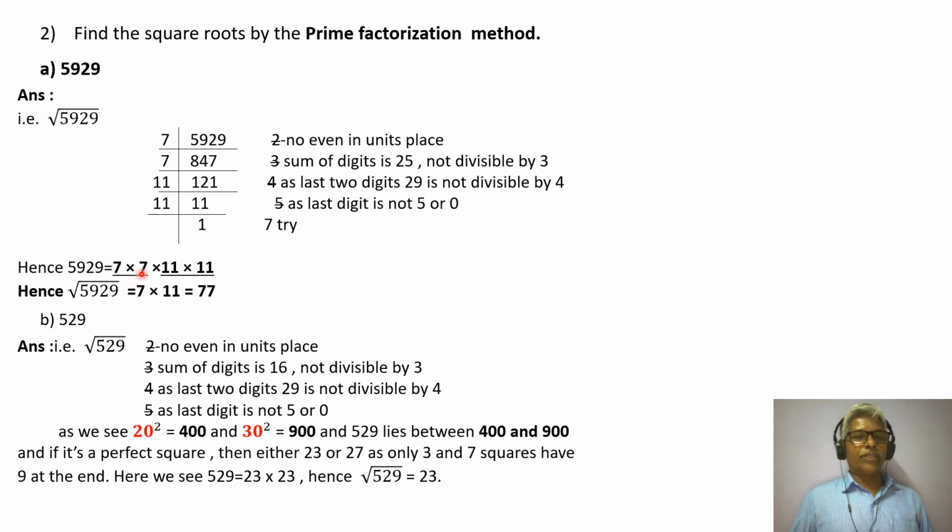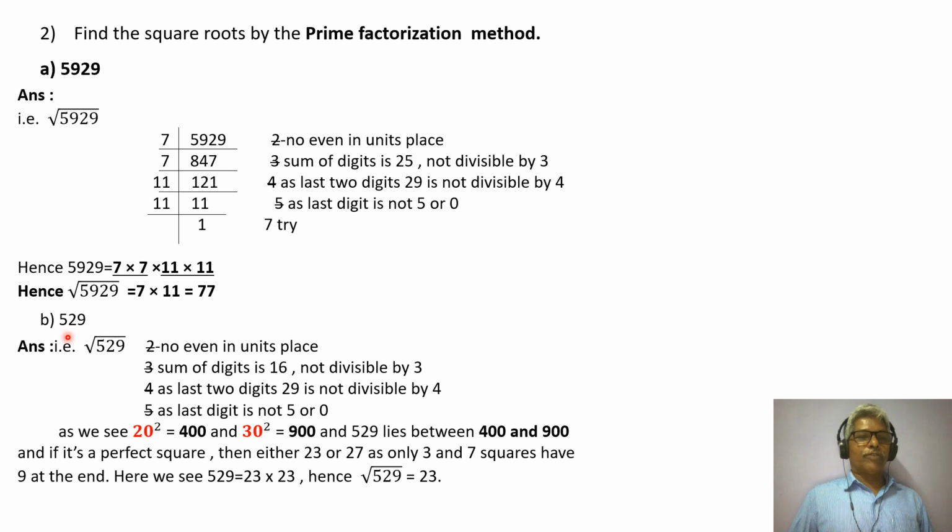We write it like this, and to find the square root we take pairs. This is one pair of similar numbers, and this is another pair of similar numbers. For each pair we write one number. So we write 7 for this pair and 11 for that pair. So the root of 5929 is 7 into 11, which is 77. So the square root of 5929 is 77.